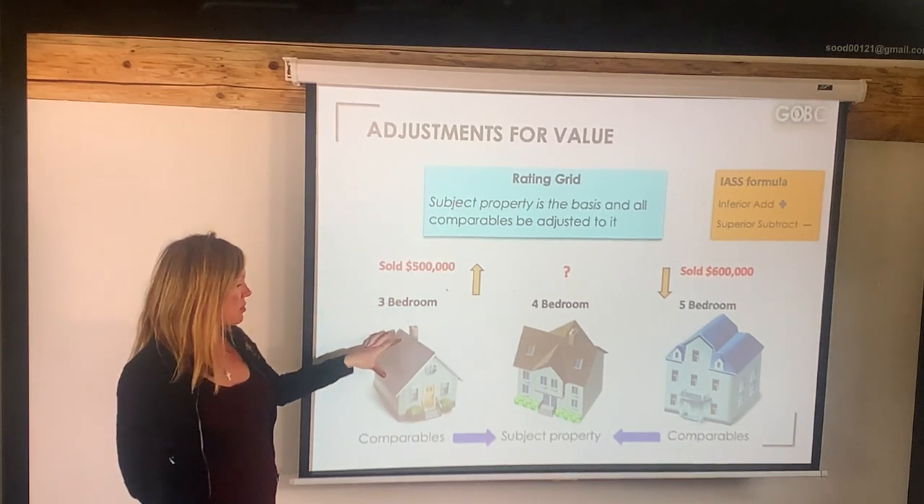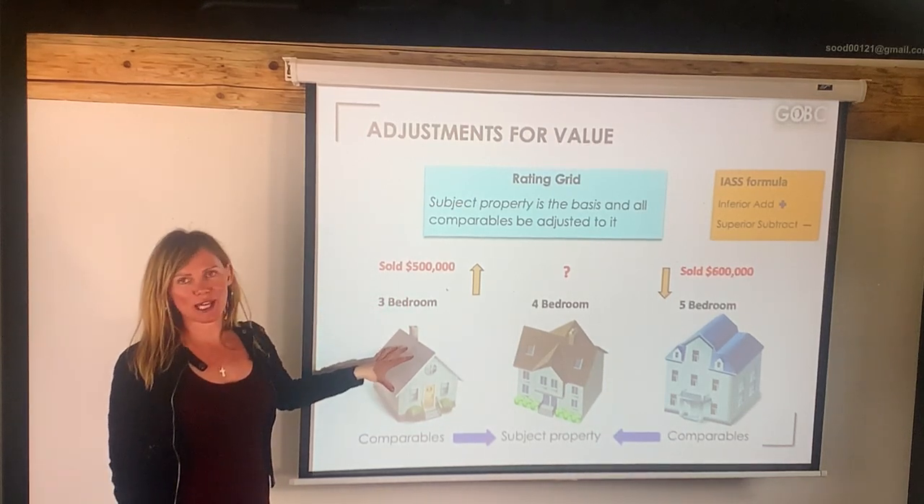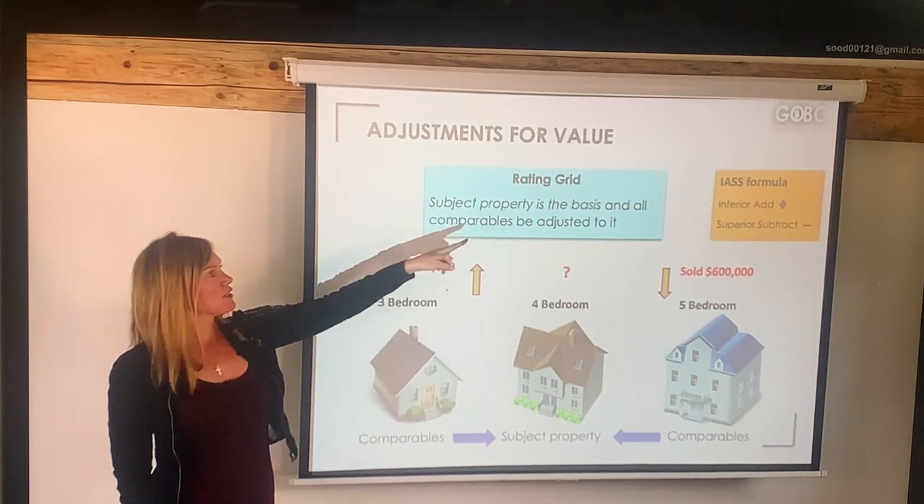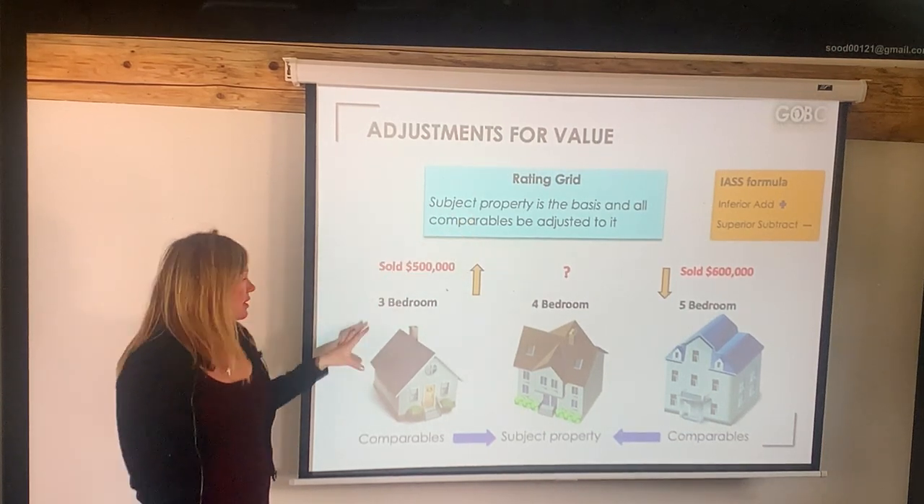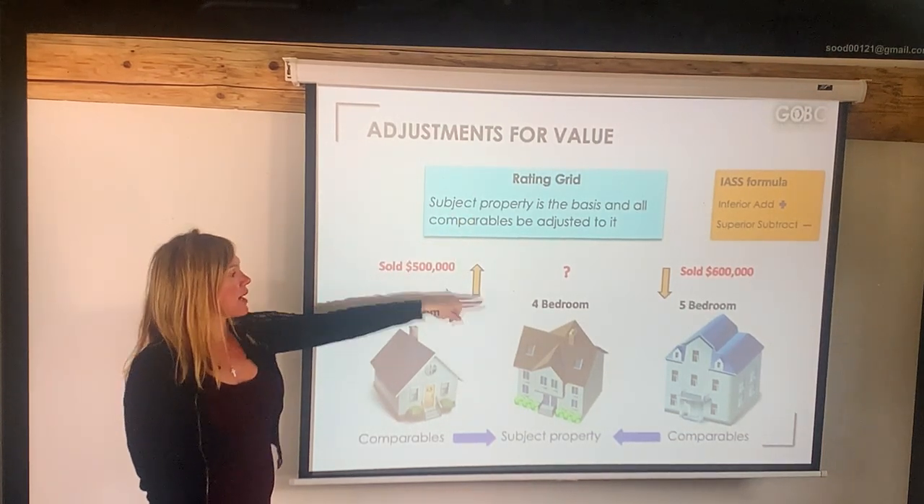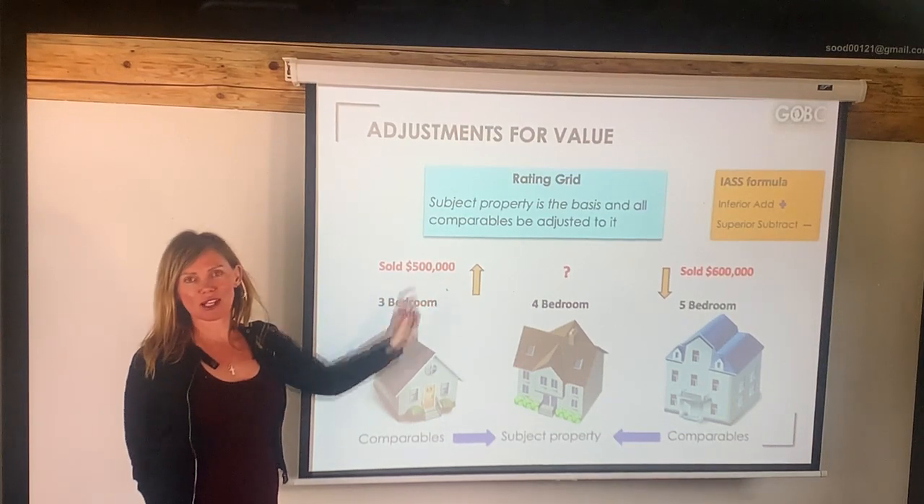So I'll be playing with the comparable. If my comparable is inferior, it has less. That's what inferior stands for. Then the formula is IA, right? I add. So inferior, that means I would add to this. So my subject will be worth more than 500,000, right? The price will go up.